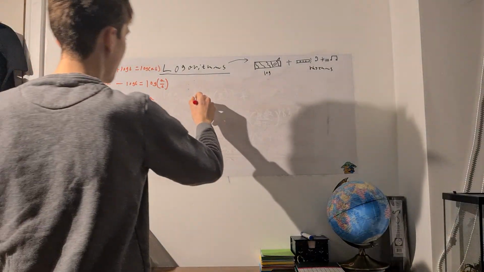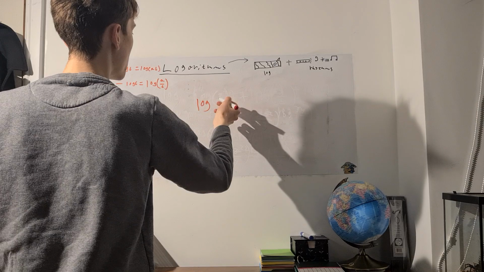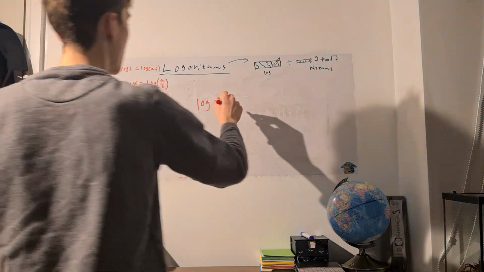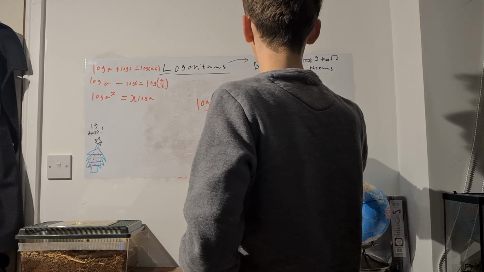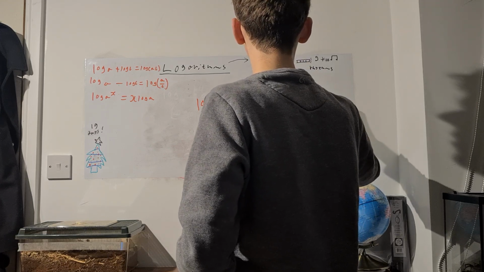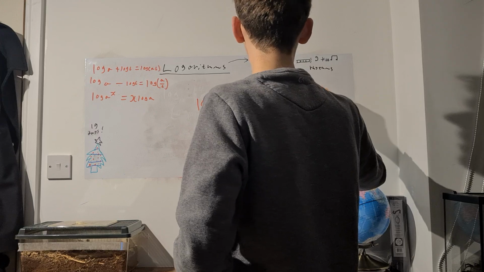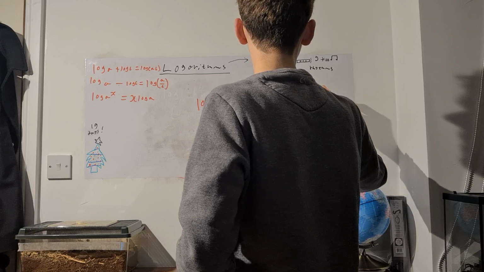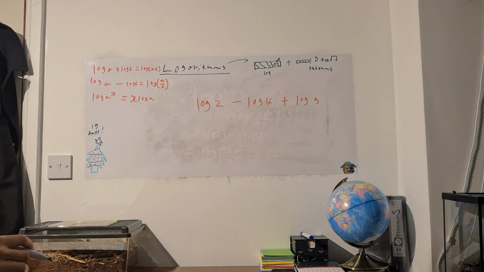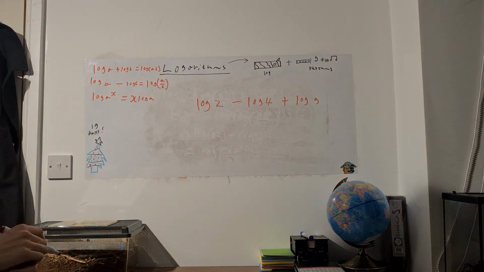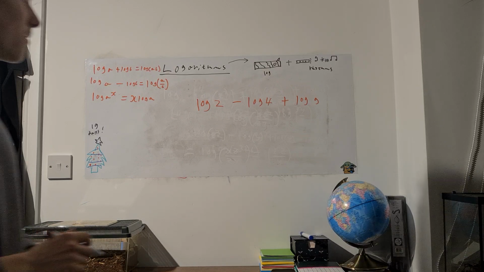So if we were to have log 2 minus log 4 plus, say, log 9, how would you solve this? You can pause and have a go if you think you can understand it. If not, then I'll show you now.